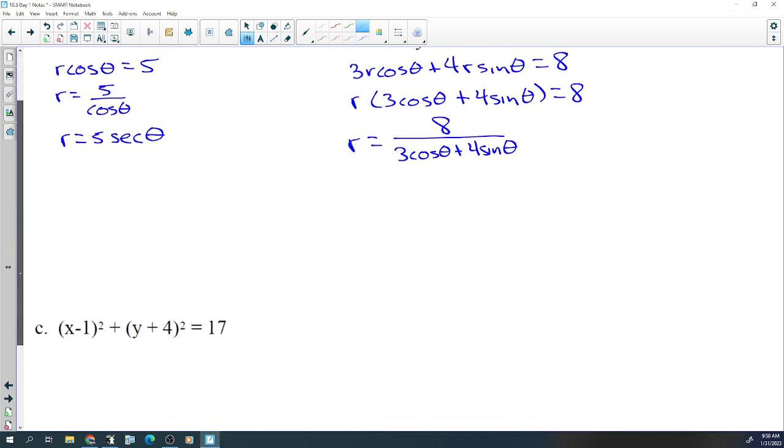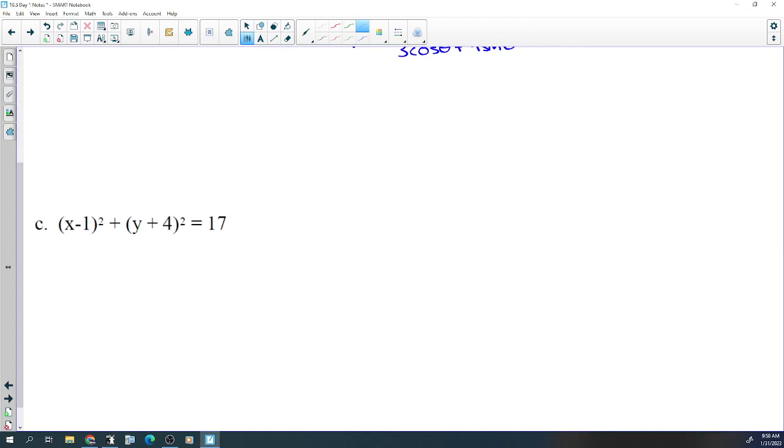This is now, of course, a circle. But how are we going to get this to have r's and cosines? Well, we're going to multiply it out. x squared minus 2x plus 1, y squared plus 8y plus 16 is equal to 17. Minus 1 minus 16, that's why we've set it equal to 17, so it kind of works out nice.